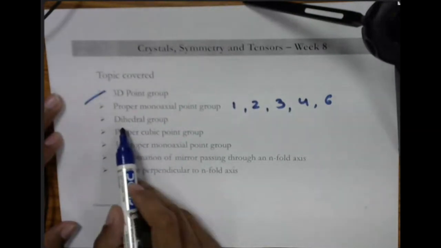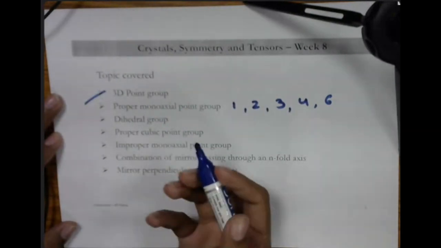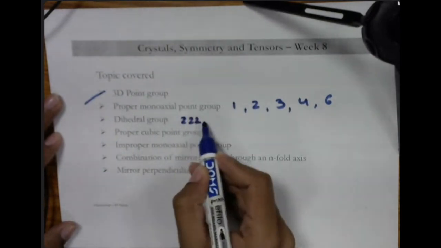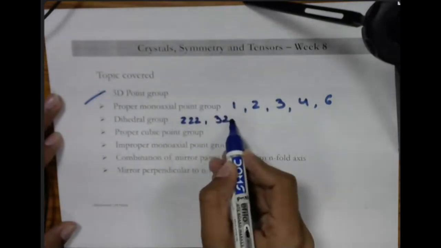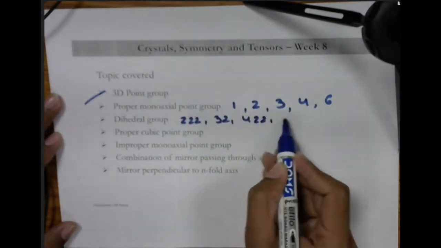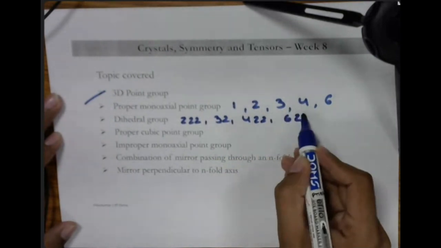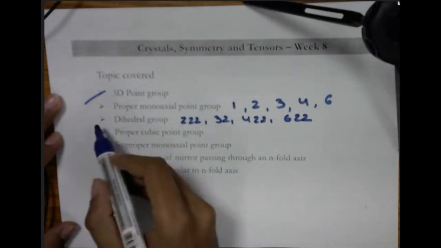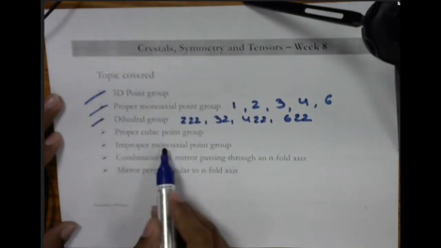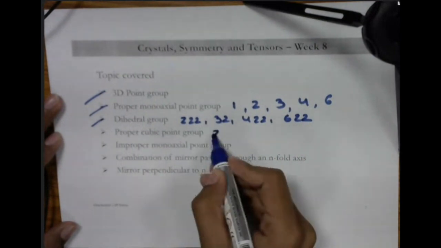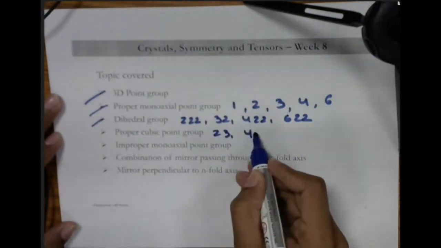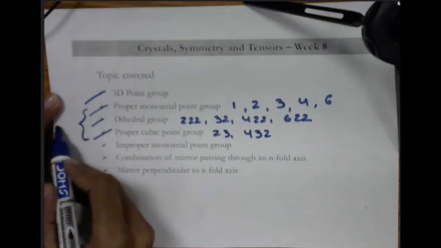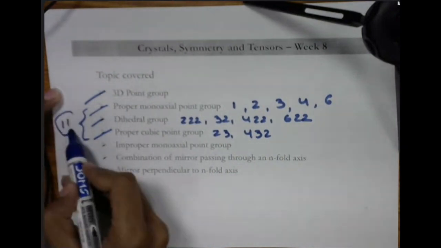Then again, we discussed the dihedral groups. These are again the proper ones only. There we discussed 2 2 2, 3 2, 4 2 2, and 6 2 2. After this, we discussed the proper cubic point groups, which are 2 3 and 4 3 2. And with that, all these 11 proper point groups are over.